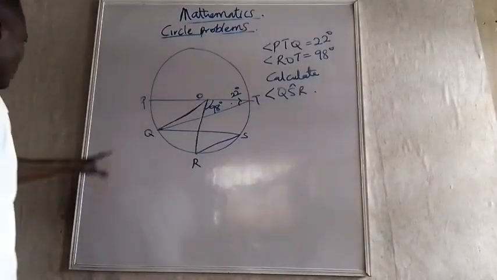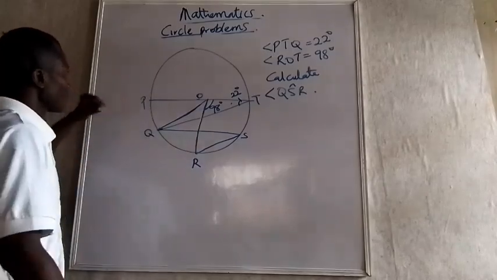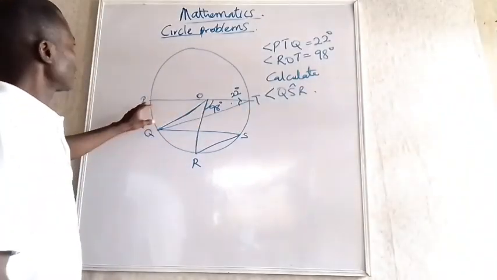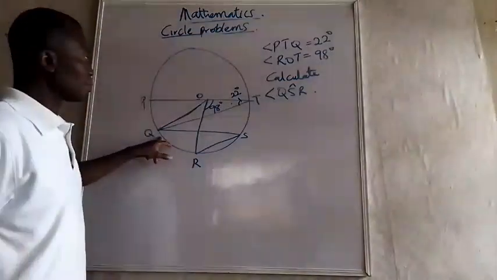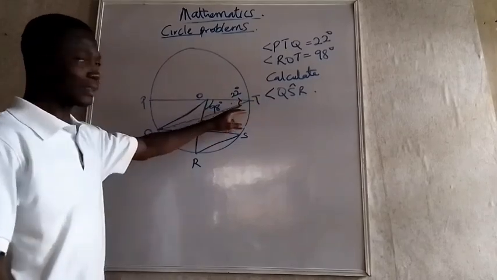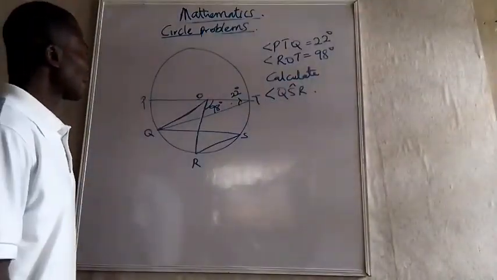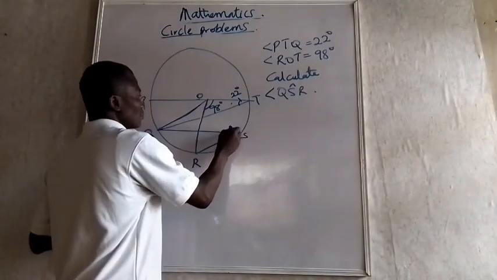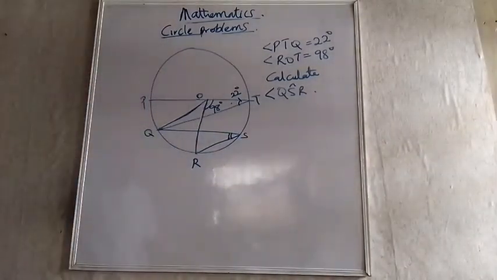Now look at this. We have a circle, and we have a diameter. At the end here, angle PTQ, we are told that PTQ is 22 degrees. Angle ROT is 98 degrees. You can see how it is formed. We are now asked to calculate angle QSR, this one. You have to calculate that one. Now, let's see how we can go about it.